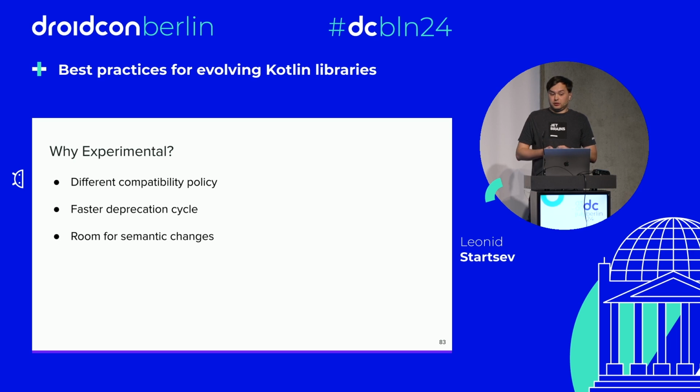You can have a different compatibility policy for it, for example, which allows for breaking change. Or you can have a faster deprecation cycle. Or you can leave yourself room for semantic changes. And by doing so, you will be able to iterate quickly based on user feedback without needing to release a major version of the library with deprecations and everything every other week.